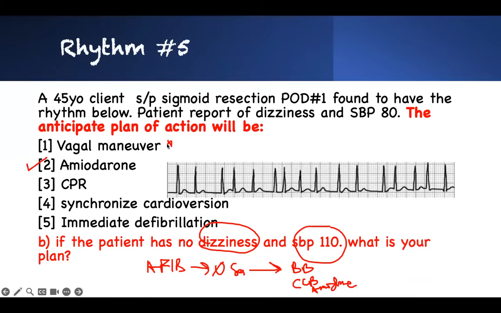Vagal maneuver is not going to work. It will work with SVT, okay? The patient will not need CPR, will not need defibrillation. They may need synchronized cardioversion, but later, if the amiodarone does not work, you have to give them amiodarone times 2. The first dose is 150 and the second dose is 300. And if none of them work, then you have to do synchronized cardioversion with the sync mode on. Normal 4 rhythm, normal 5 rhythm, you have to know atrial fibrillation.